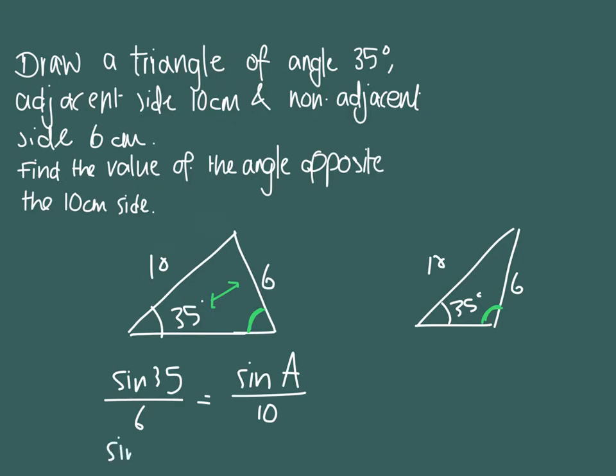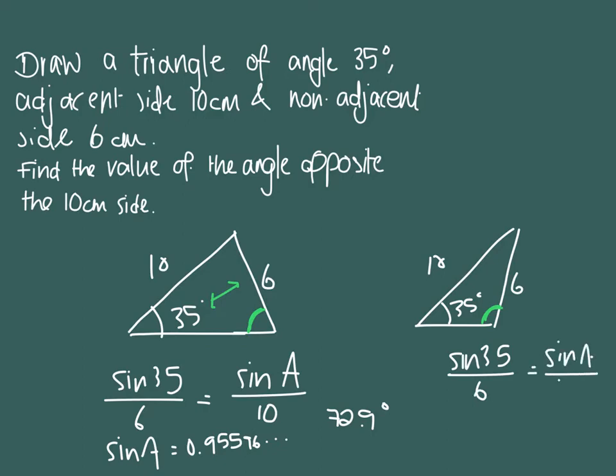Gives sine A as being 0.95596 and so on and so forth, giving A as 72.9 degrees. Now, I also know that this other angle here must give me a solution, but I would go about solving the problem in exactly the same way, so I'm going to get exactly the same answer.